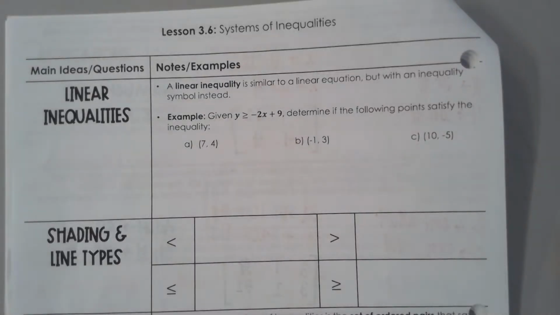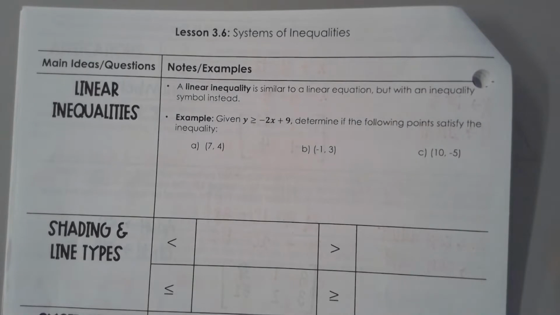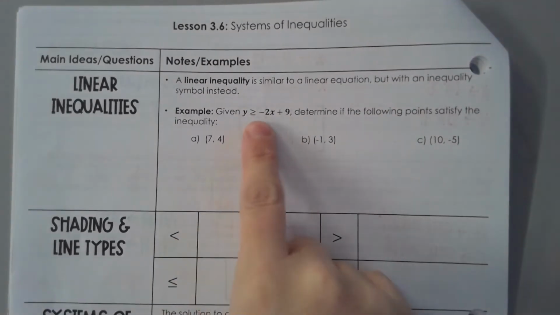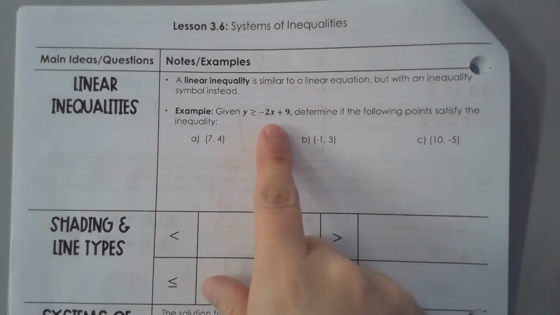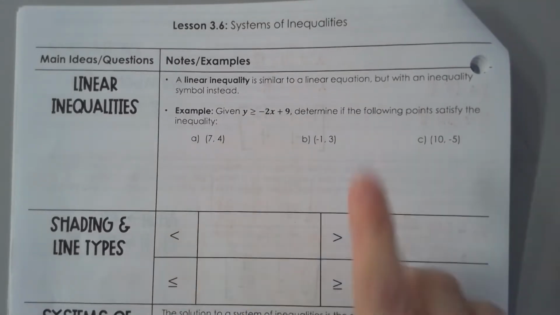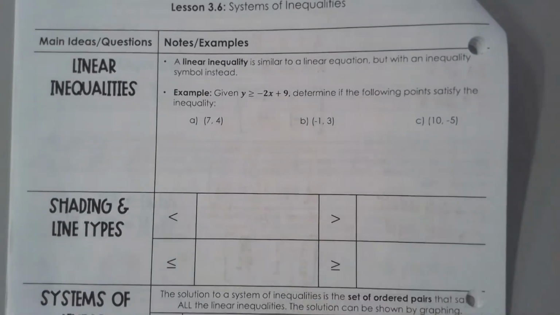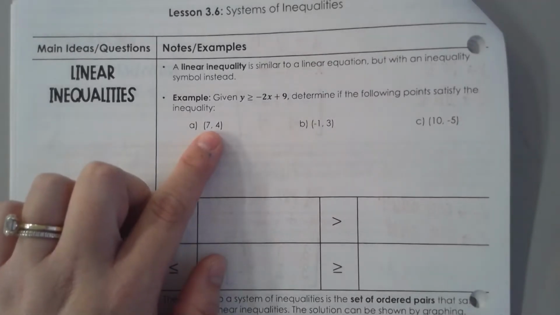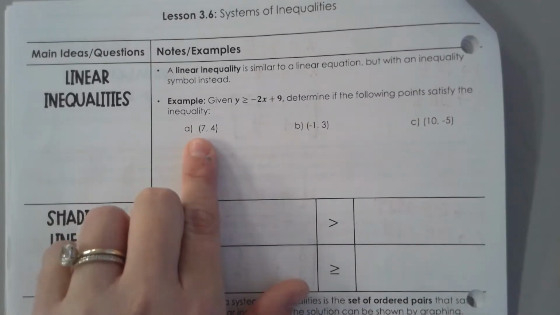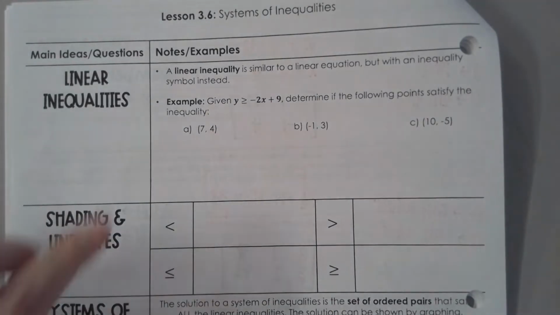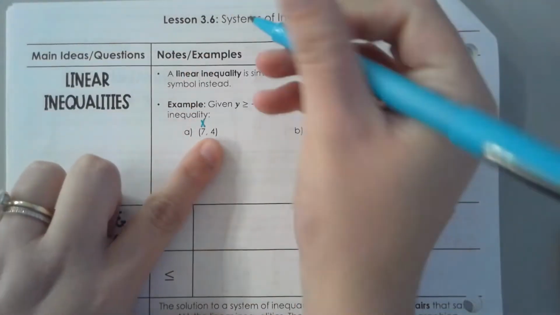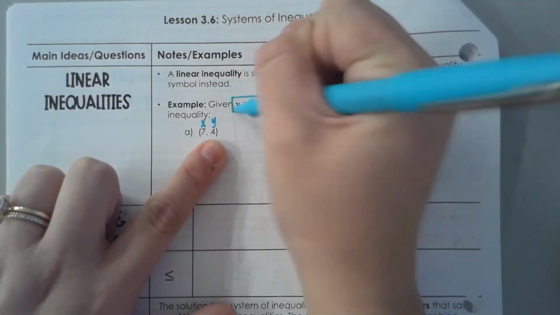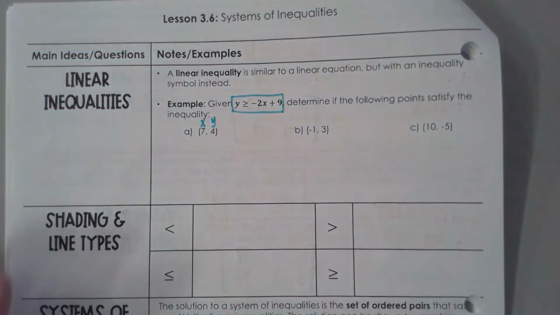So today we are doing systems of inequalities. We're going to be doing graphing, but instead of y equals, it's going to be y with an inequality symbol. To get started, we're going to talk about what it means for a point to be a solution to an inequality. Using just your pencil, we're going to take the 7 and put it in for x, the 4 put it in for y, into this inequality, and see if it is true.